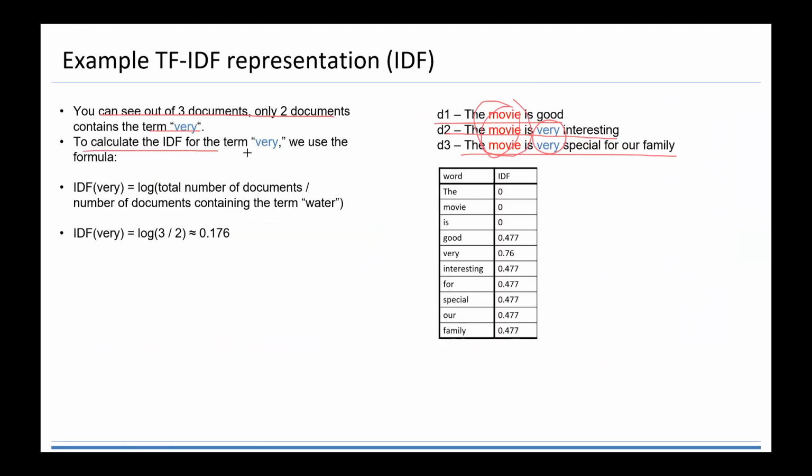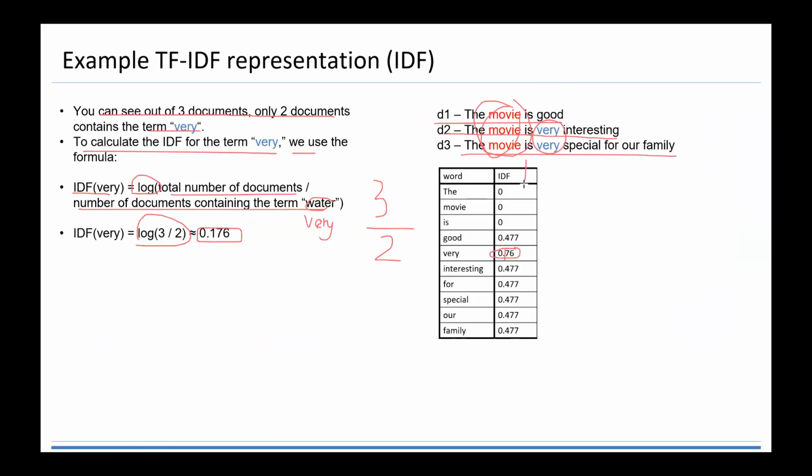If we calculate for the word very, we use the formula: the IDF is the log of the total number of documents, which is 3, divided by the number of documents containing the word very, which is 2. So we want the log of 3 divided by 2, and the value is 0.176. Oh sorry, I mistyped this one. It is 0.176. I will fix this.